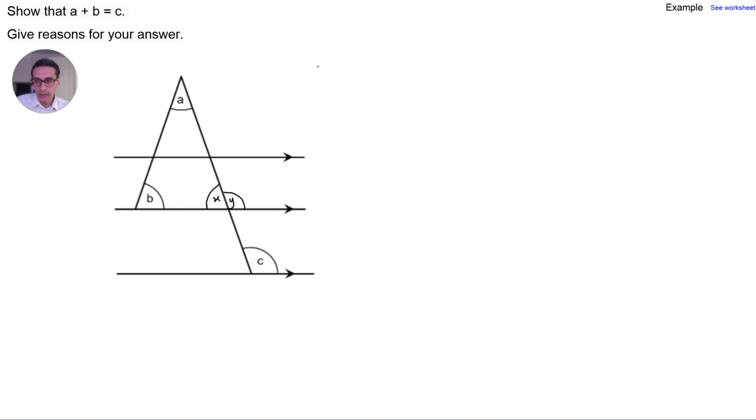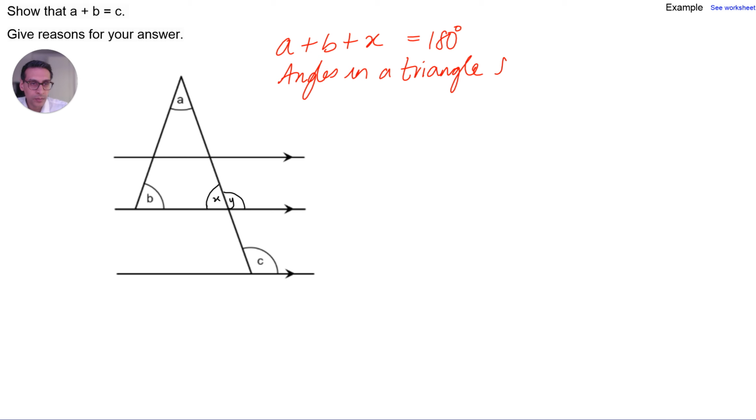Okay, so first thing you can see here is there's a triangle that we can spot. And angles in a triangle sum to 180. So we can say a plus b plus x is equal to 180 degrees, and the reason is angles in a triangle sum to 180. And then we can say x plus y is also going to equal 180 because that's angles on a line at a point.